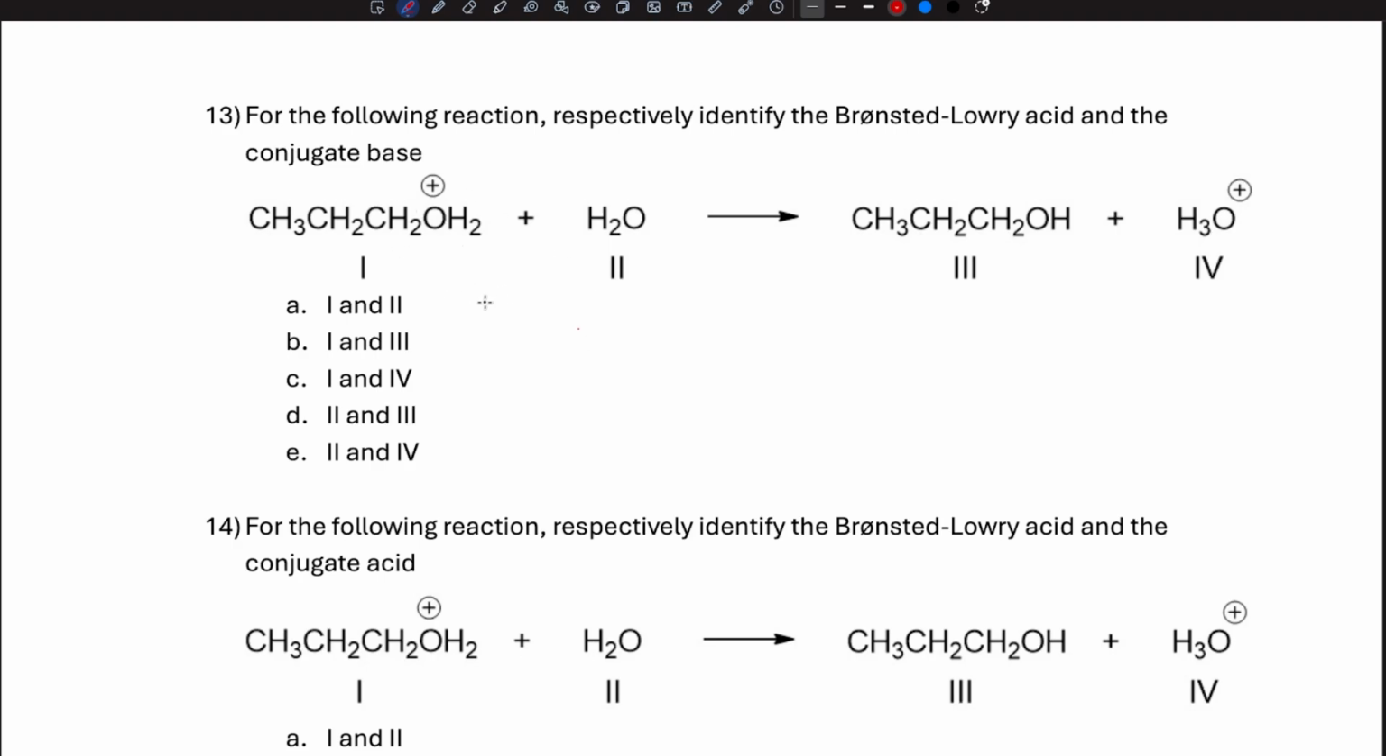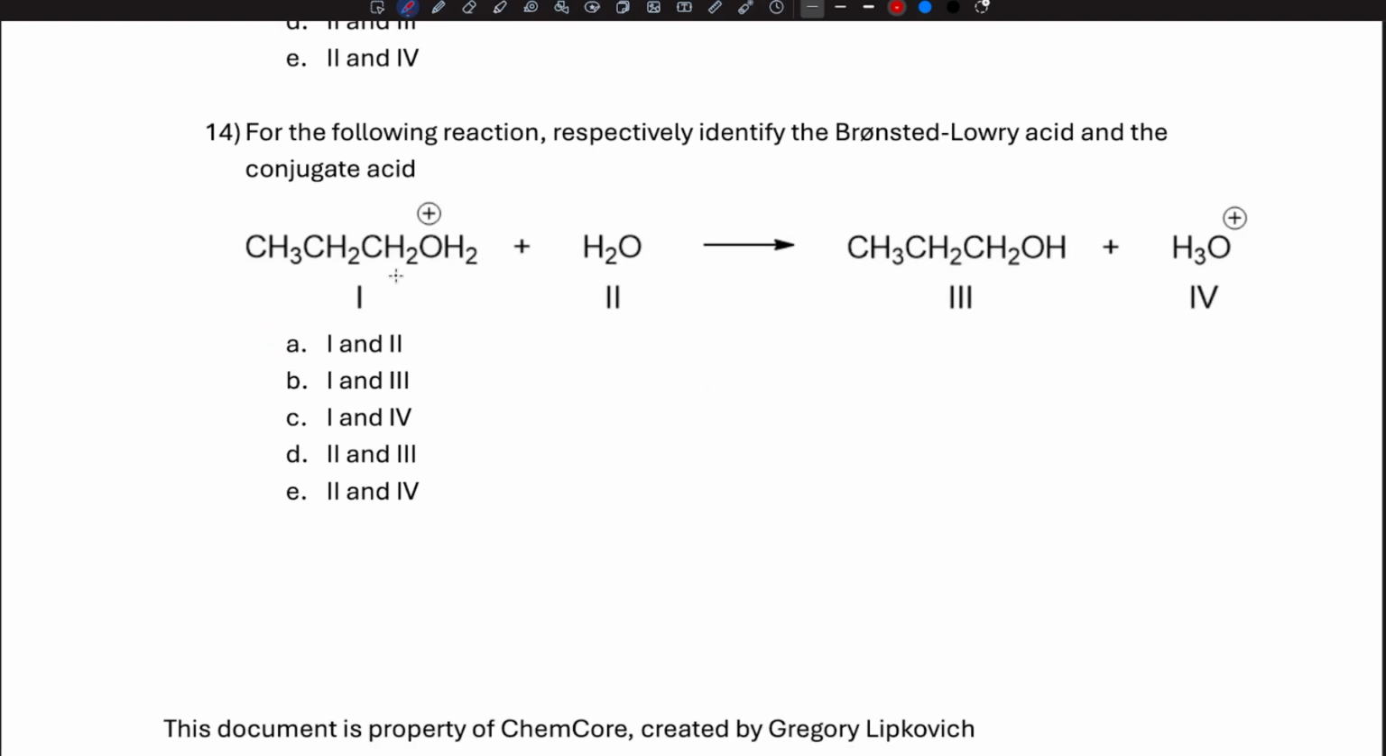The next couple problems, we're still looking at the same reaction. So if you're skipping toward this question and you missed us breaking down the reaction, make sure to skip back a couple to question 11. Again, we identified that this one donated a proton, so it must be the acid. H2O accepted a proton, so we know this must be a base. Structure 3 must be the conjugate base. Structure 4 must be the conjugate acid, meaning that our Bronsted-Lowry acid is structure 1, and the conjugate base must be structure 3. So our answer is B.